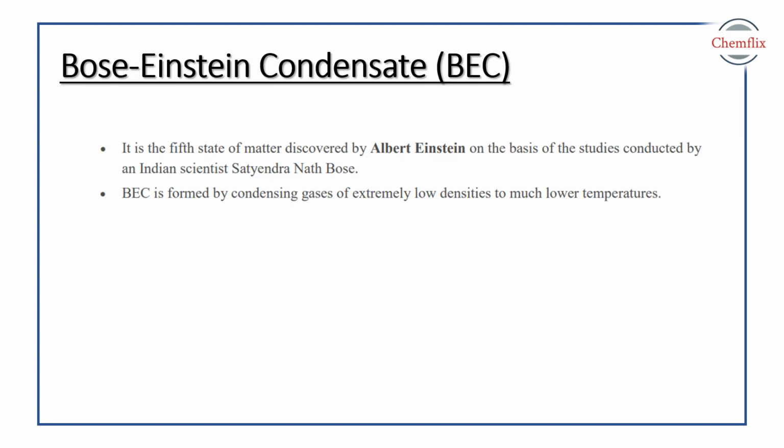Now moving to the fifth state of matter, that is Bose-Einstein condensate. It is the fifth state of matter discovered by Albert Einstein on the basis of the studies conducted by an Indian scientist, Satyendranath Bose. Sorry, I earlier said Jagadish Chandra Bose; it is not Jagadish Chandra Bose, it is Satyendranath Bose. I'm really sorry. Bose-Einstein condensate is formed by condensing gases of extremely low densities to much lower temperatures. So that is Bose-Einstein condensate.